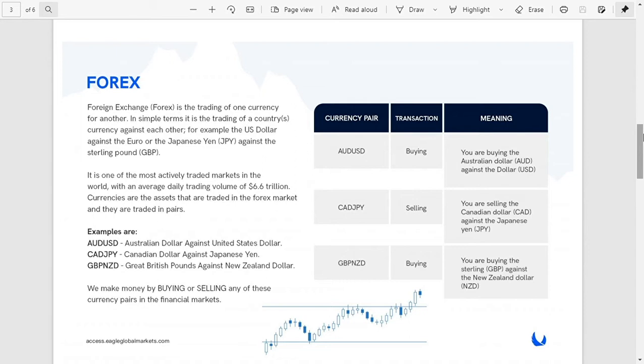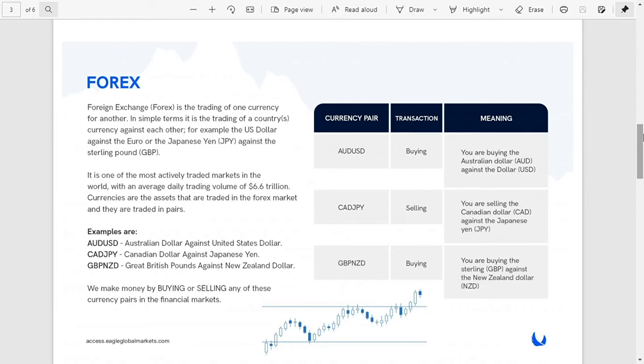Currencies are the assets that are traded in the forex market and they are traded in pairs. Examples are AUD/USD, which is the Australian dollar against the United States dollar, CAD/JPY, which is the Canadian dollar against the Japanese yen, GBP/NZD, which is Great British pounds against the New Zealand dollar. We make money simply by buying or selling any of these currency pairs in the financial markets.